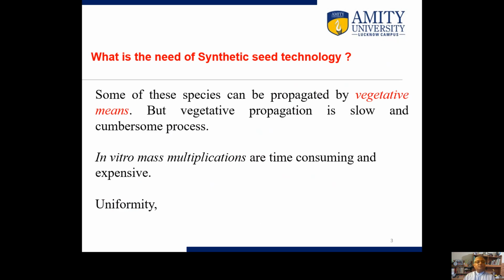Now, what is the need of synthetic seed technology? Some of these species can be propagated by vegetative means. Species means those which have seeds, but the seeds are not viable, or seeds lead to genetic variability. So to maintain the genetic similarity, these species are propagated by vegetative means, but vegetative propagation is a slow and cumbersome process. However, in vitro mass multiplication is time consuming and expensive too. And uniformity is a problem in both cases, because of pre-existing genetic variability in the somatic cells, and because of chromosomal aberration and other reasons, even the somatic cells lead to genetic variability.